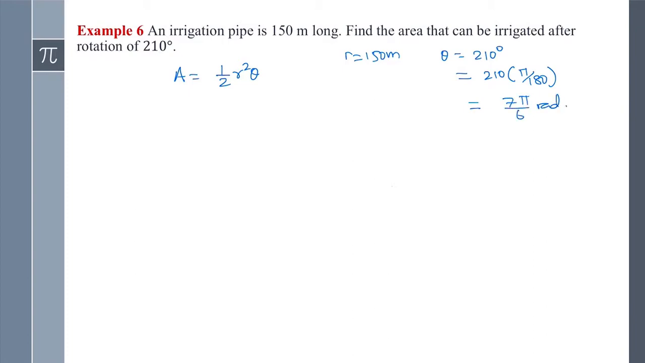Now let's put that into the formula. So it's 1/2 radius squared times the angle. If you put the whole thing into the calculator, you approximately get 41,233.4. And the unit for the area is square meters.